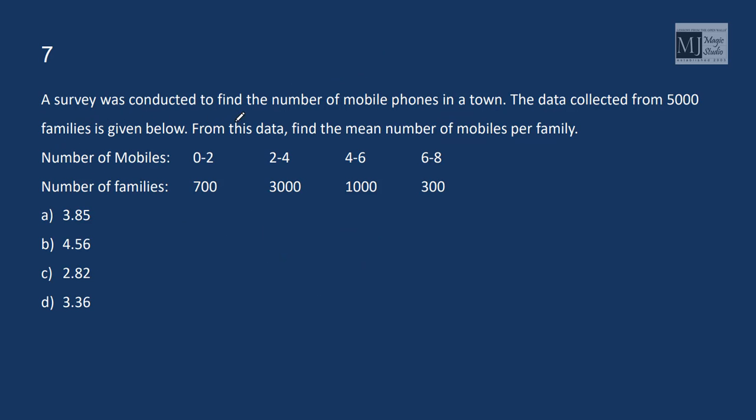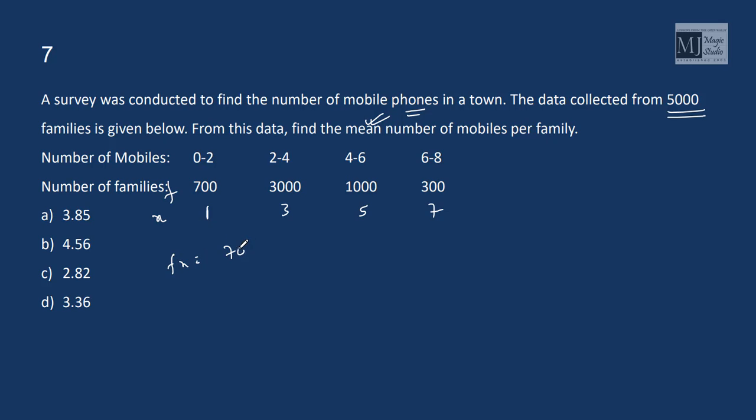A survey was conducted to find the number of mobile phones in a town. The data collected from 5,000 families is given. Find the mean. For mean, we need class mark. Class mark here would be 1, 3, 5, 7. So this is X, this is F.